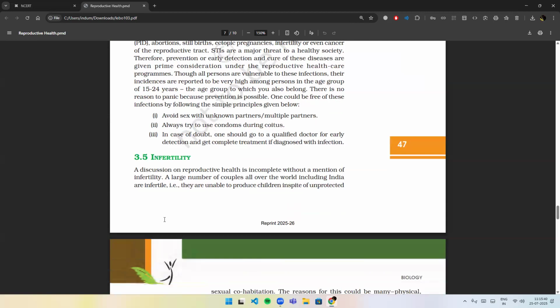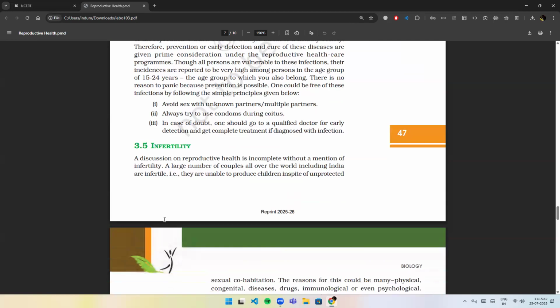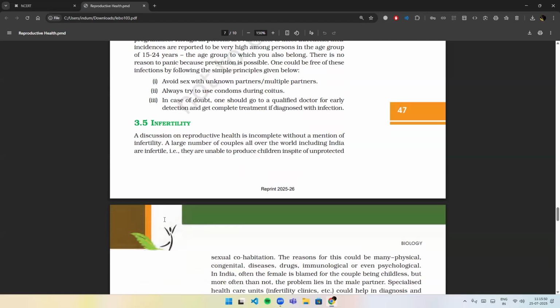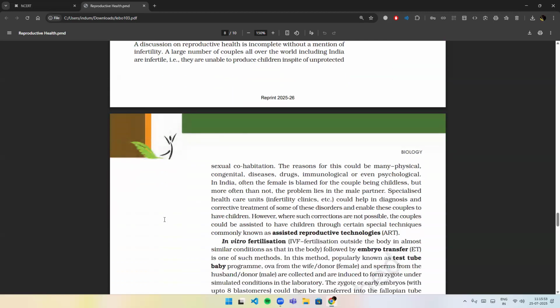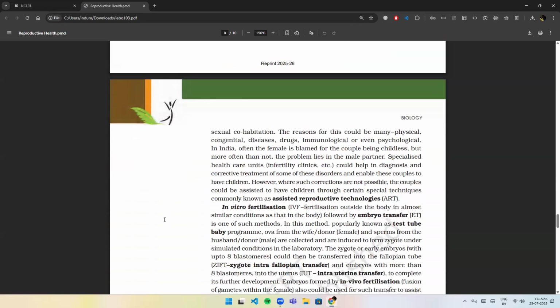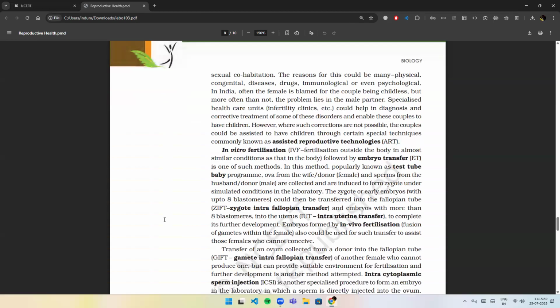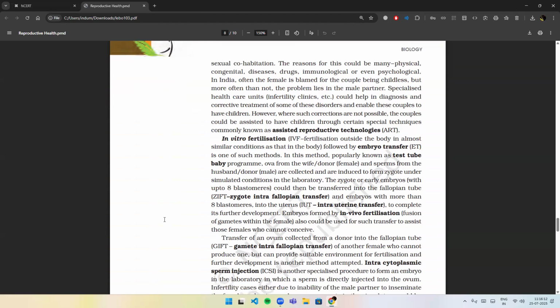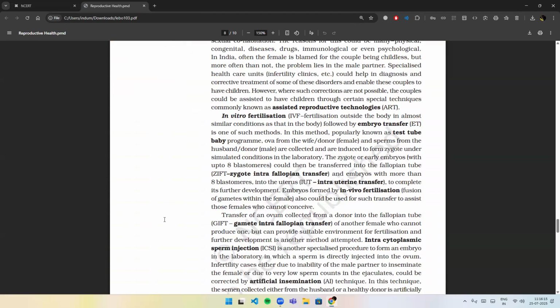Infertility. A discussion on reproductive health is incomplete without a mention of infertility. A large number of couples all over the world, including India, are infertile, that is, they are unable to produce children in spite of unprotected sexual cohabitation. The reasons for this could be many: physical, congenital diseases, drugs, immunological, or even psychological. In India, often the female is blamed for the couple being childless, but more often than not, the problem lies in the male partner. Specialized healthcare units could help in diagnosis and corrective treatment of some of these disorders and enable these couples to have children.